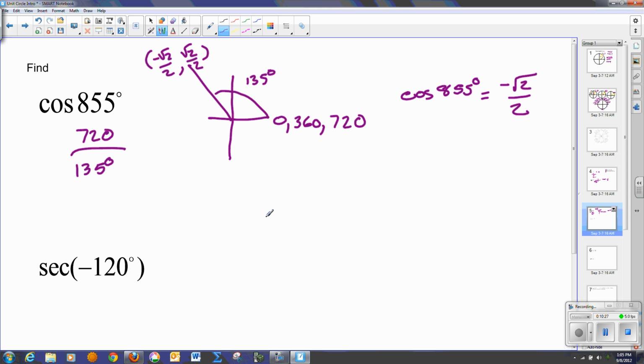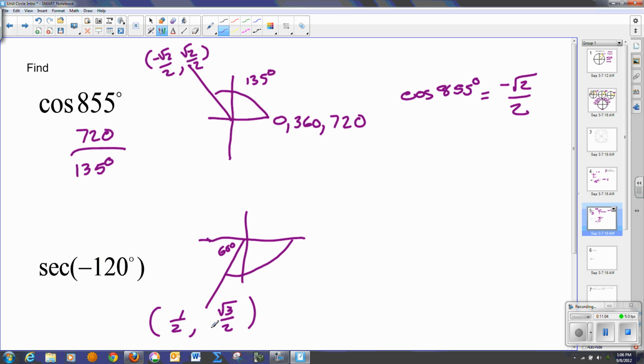Next, we're going to find the secant of negative 120 degrees. Negative 120 degrees puts me over in the third quadrant somewhere, which is also 60 degrees away from the 180 degree mark. Now, I know that in a right triangle of 60 degrees, I have a y coordinate of root 3 over 2 and an x coordinate of a half. But since I'm in the third quadrant, both these values are negative.